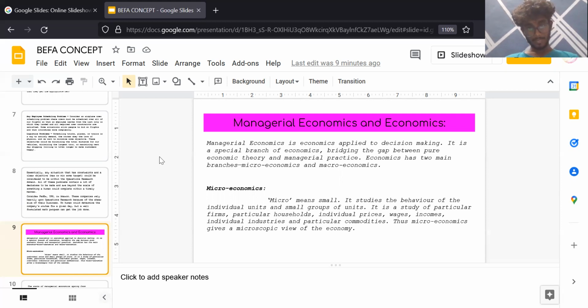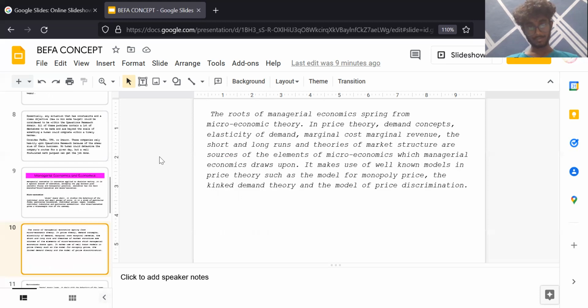Microeconomics: micro means small. It studies the behavior of the individual units and small groups of units. It is a study of particular firms, particular households, individual prices, wages, incomes, individual industries, and particular commodities. Thus, microeconomics gives a microscopic view of the economy.